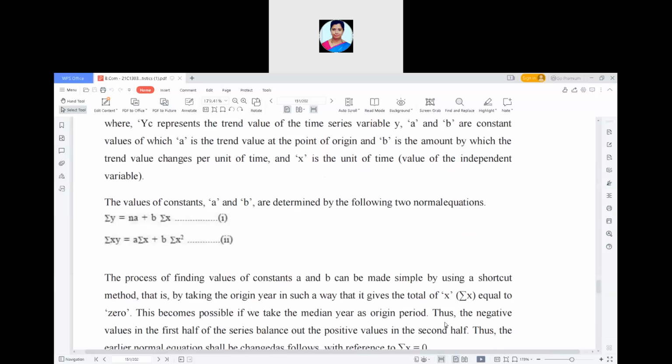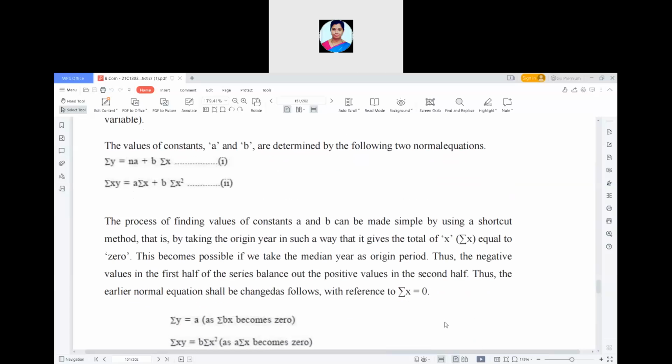The process of finding the constants a and b may be made very simple by using the shortcut method. That is by taking the origin in such a way that it gives a total of summation x equal to 0. So this is possible when the origin is taken at the median year of the period.